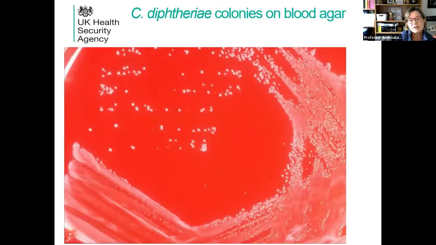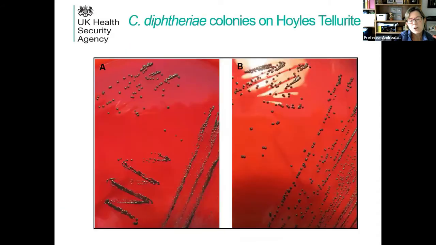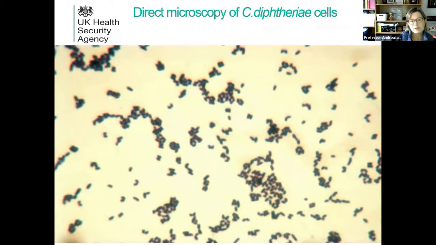And again, this is C. diphtheriae on blood agar. And this is the organism on Hoyle's tellurite, forming the very classic black glistening colonies. But unfortunately, other flora will also grow on tellurite. Some streptococci tend to grow on tellurite. This is a gram stain showing the classic pleomorphic gram-positive rods.